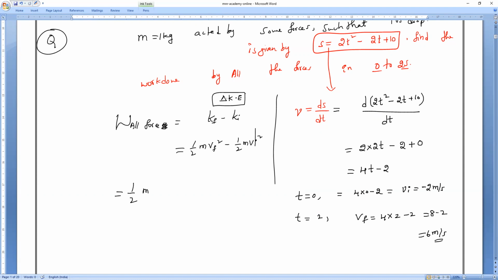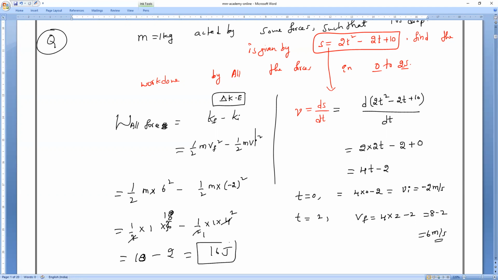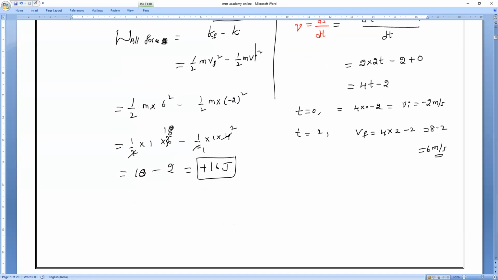So if we solve it, mass is how much actually? 1. So let me take half m into final velocity 6 square minus half m into initial velocity, which is how much? Minus 2. So mass is equal to 1, half into 1 into 36 minus half into 1 into minus 2 square. What is the value? 4. Am I right or wrong? So it will turn into 18 minus 2. So what is the answer, everybody? 16 joules. 16 joules. It is positive.